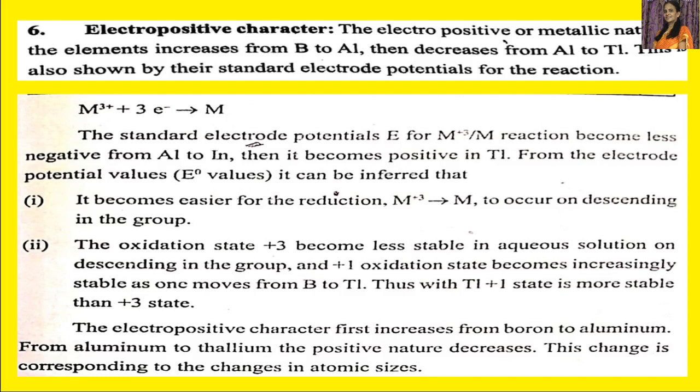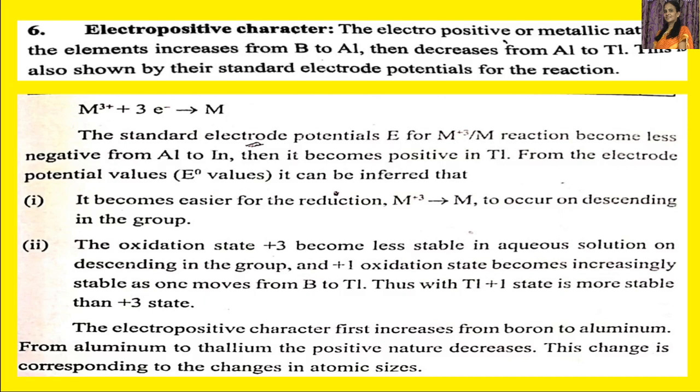increases down the group. So here we can see the oxidation state plus 3 becomes less stable in aqueous solution descending in the group, and plus 1 oxidation state becomes increasingly stable as one moves from boron to thallium. So thus with thallium, the plus 1 state is more stable than plus 3. Thallium in plus 1 oxidation state is more stable than in plus 3 oxidation state, and this is due to inert pair effect.